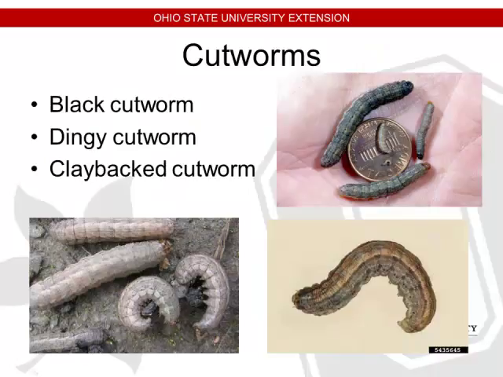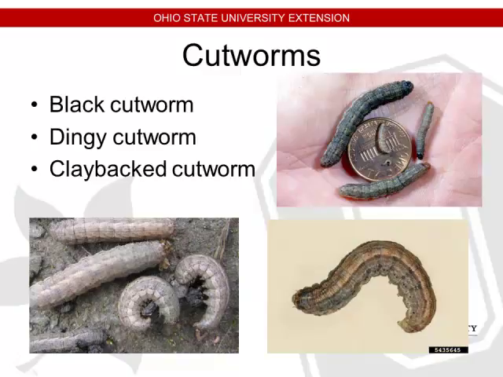Cutworms, especially black cutworm, is highly attracted to chickweed growing in a field. And whenever we did research on black cutworm on any of our research farms, we picked the worst chickweed covered field that we could find because it was almost a guarantee that we would have black cutworm problems in that field. But black cutworm isn't the only one. This black cutworm is the greasy looking caterpillar up here. We also have the clay-backed cutworm, which is this one, and the dingy cutworm.